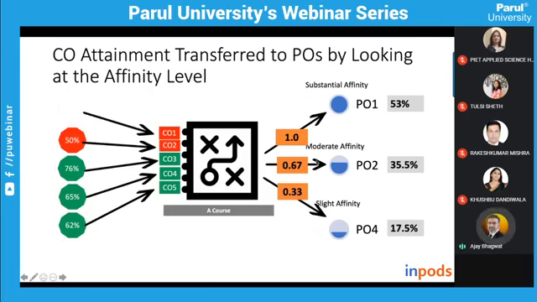So this is how the weight system of the affinity levels will come into the picture when the attainment percentage is transferred. This has got some merits. I also agree with that because if big numbers are transferred, let's say in the earlier case 53% was transferred here also, it will look like PO4 is also getting attained really well from this course, but this course has very little to contribute to PO4.